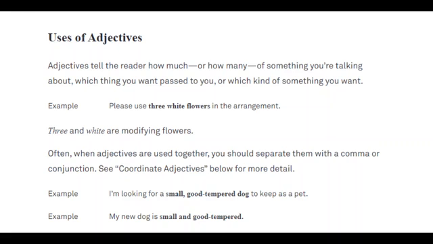Three and white are modifying flowers. That's why they're adjectives. Often, when adjectives are used together, you should separate them with a comma or conjunction. See coordinate adjective below for more detail. Two examples are given here, we can see.